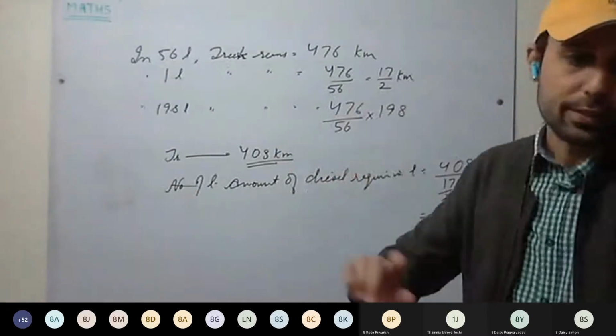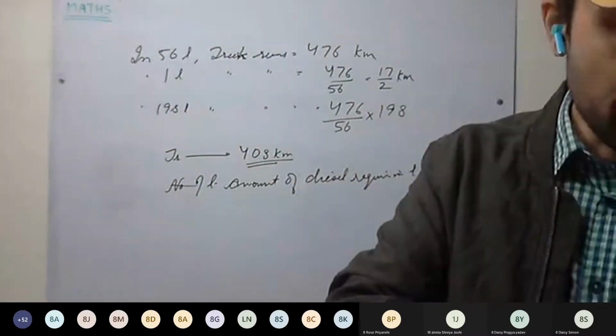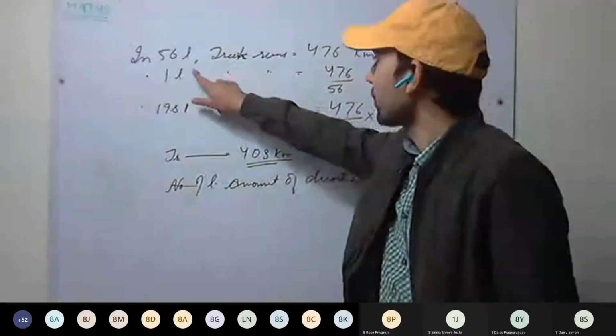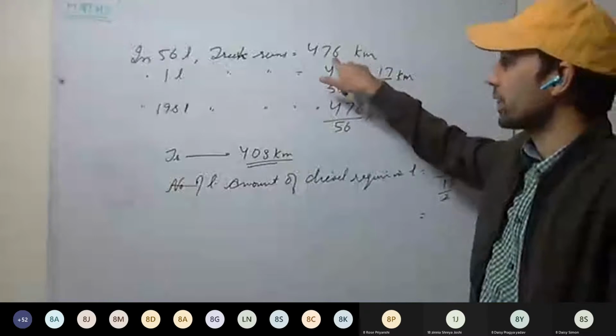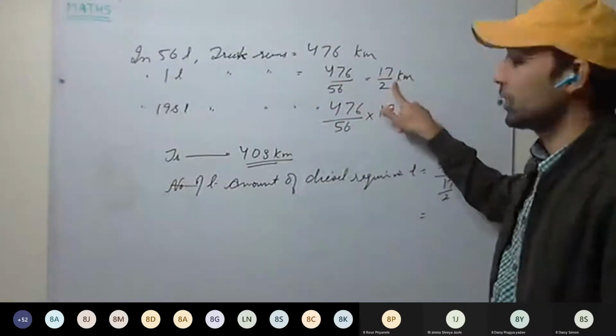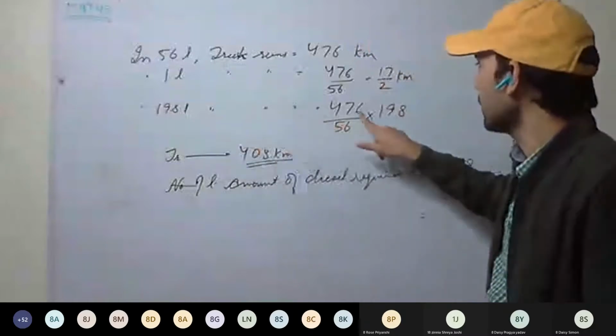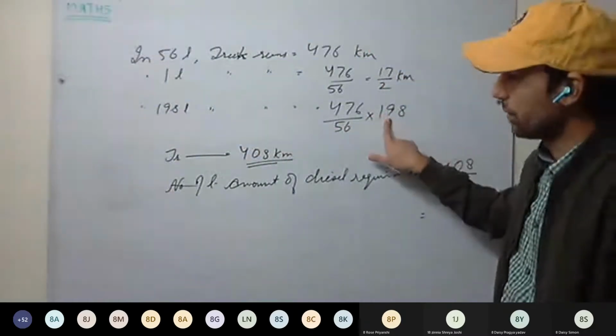What we have calculated: the question is how many kilometers it will run in 198 liters of diesel. First, in 56 liters it covers 476. In 1 liter it will cover 17 upon 2 kilometers. In 198 liters it will cover, multiply with 198.